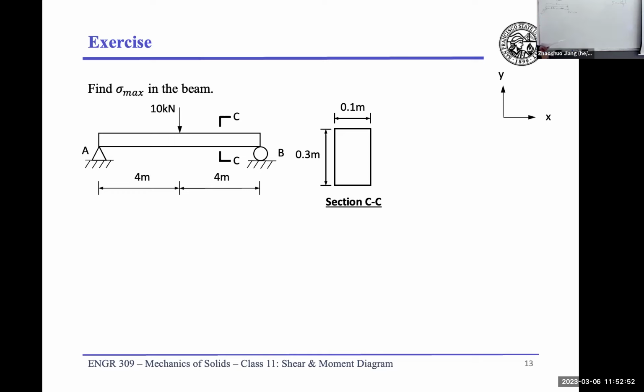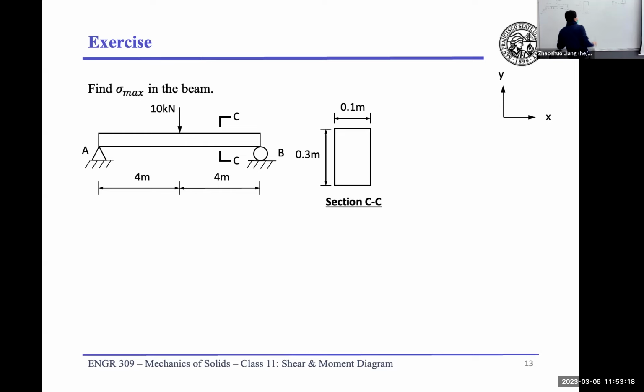So with this 5 kilonewtons, what is your shear and moment diagram going to look like? You should be able to draw that in less than 1 minute, right? This is my cross section. This is 0.1. And this is 0.3.